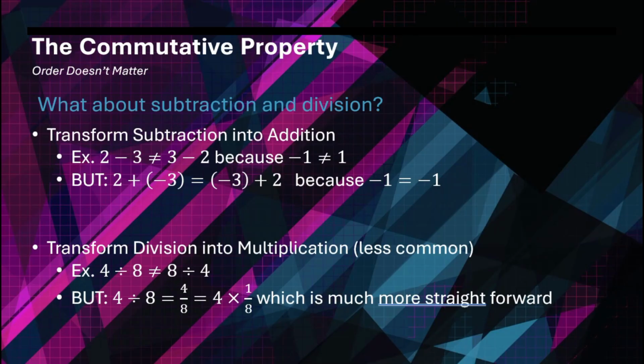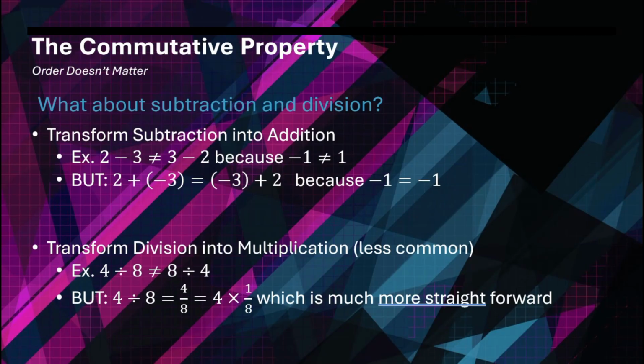Okay, so let's look at this example. We have 2 minus 3, which we know does not equal 3 minus 2. Okay, because 2 minus 3 is going to be negative 1, and 3 minus 2 is positive 1. So we can't just flip-flop numbers and come out with the same thing. That's not how this works. But if I transform those subtraction expressions into addition expressions, now I can.